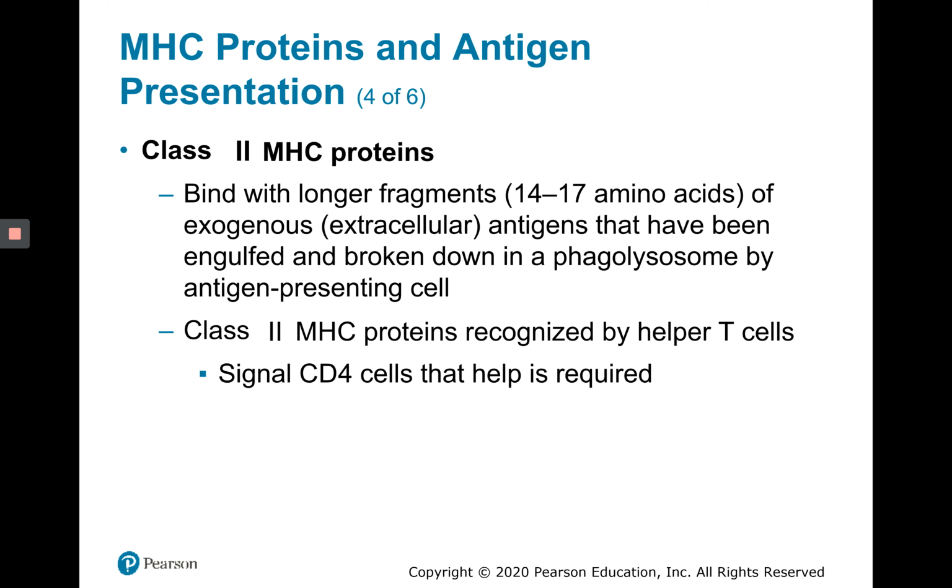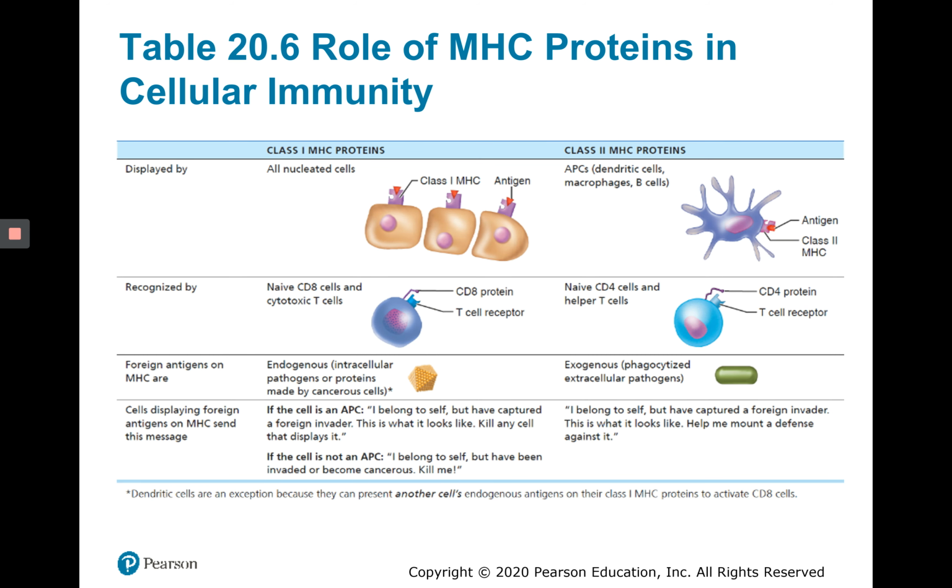Whereas the class 2 MHC proteins bind with longer fragments, so 14 to 17 amino acids long, usually of exogenous, which is extracellular antigens, that have been engulfed and broken down in a phagolysosome by an antigen-presenting cell. The class 2 MHC proteins are recognized by T helper cells, so they're able to signal CD4 cells that help is required.